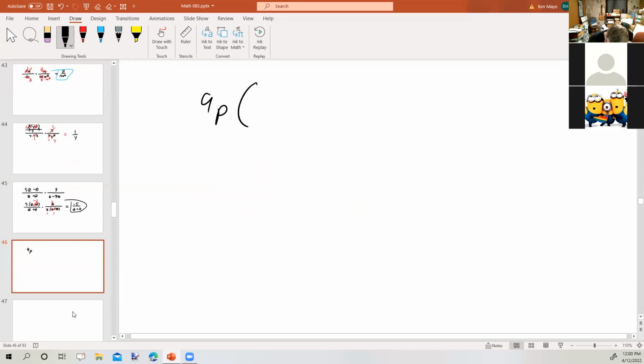9p times 10 over p. What's the implied denominator of the 9p? 1. Right. So this p is in the numerator, this p is in the denominator, right? So we could cross out the p's and we'd have 9 times 10 is 90. Okay with that? Yes.